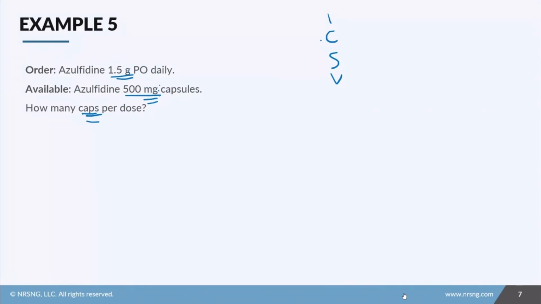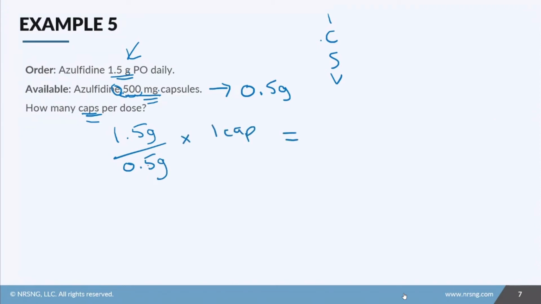Personally, I'm going to put everything into the unit of the actual order because I feel like that makes more sense. So instead of 500 milligrams, we're going to say that these capsules are 0.5 grams. Move over 3 spaces, 0.5 grams. Now I can work on solving. I'm going to use my dosage formula. What do I want? 1.5 grams. What do I have? 0.5 grams in 1 capsule. 1.5 divided by 0.5 gets us 3.